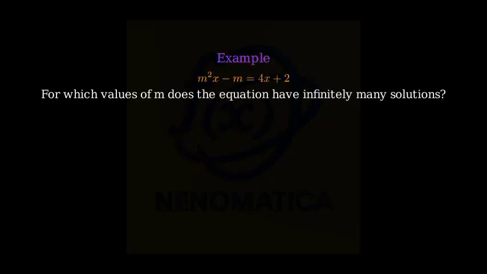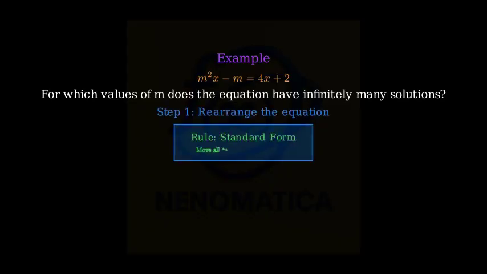Today we're going to solve an equation with a parameter. We'll find the values of m, for which the equation has infinitely many solutions. Let's look at our example. We need to find the values of parameter m, for which the equation m squared x minus m equals 4x plus 2 has infinitely many solutions. To solve this problem, we'll follow a step-by-step approach.